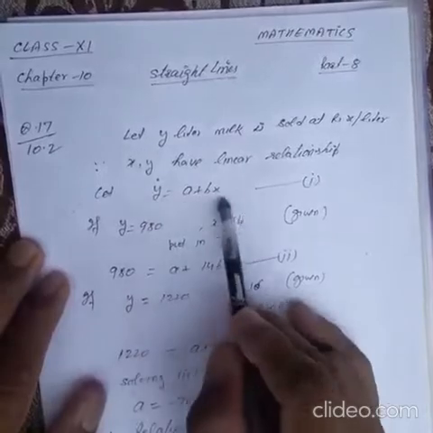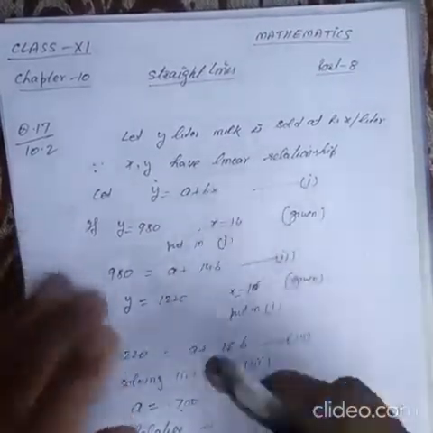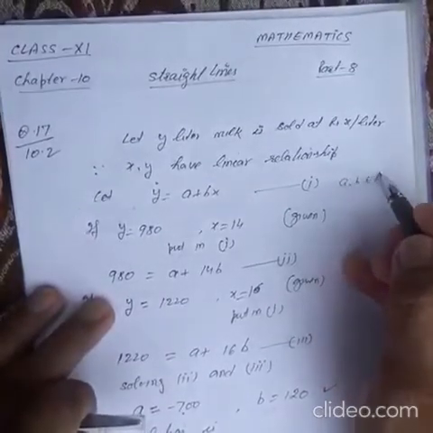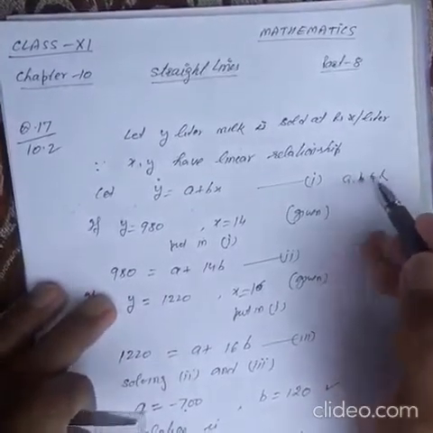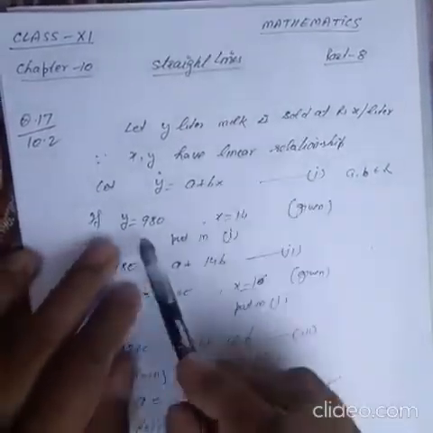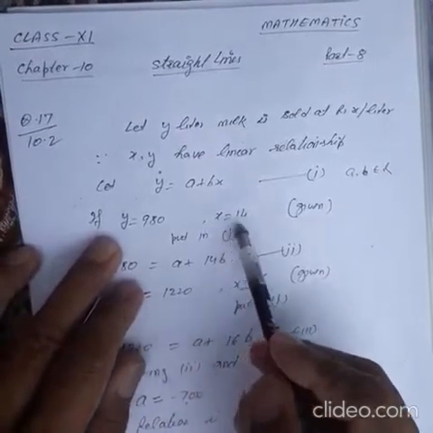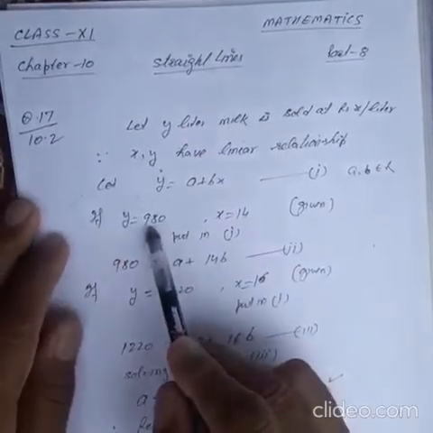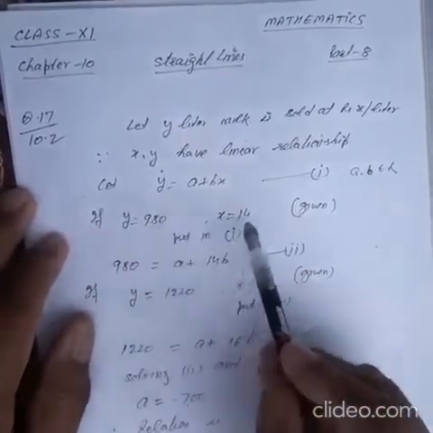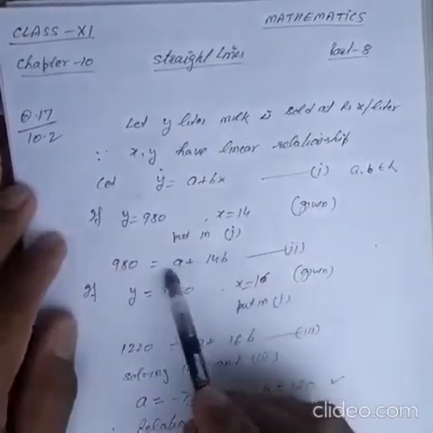So we have to find this relation by finding the values of A and B, where A and B are any real values. Now we are given in the statement, if the rate is 14 per liter, then the quantity sold is 980. This means Y is 980 liters and X is 14. So you put it in 1, we will get an equation in A and B.